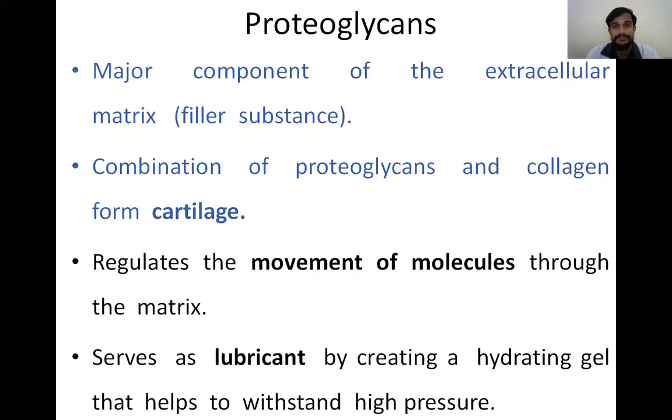whereas cartilage is formed by combination of proteoglycans and collagen. So these proteoglycans regulate the movement of molecules through the matrix. The movement of molecules within the matrix is necessary for different biochemical processes. So this movement is regulated by proteoglycans, which is present in large amount in the extracellular matrix. And this proteoglycans serves as lubricant by creating hydrating gel that helps to withstand the pressure changes in the extracellular matrix.